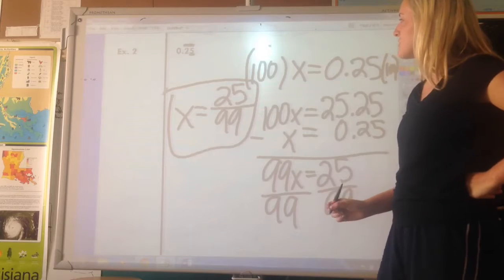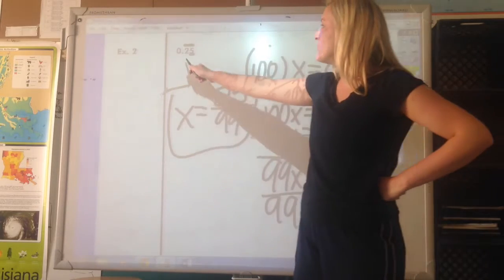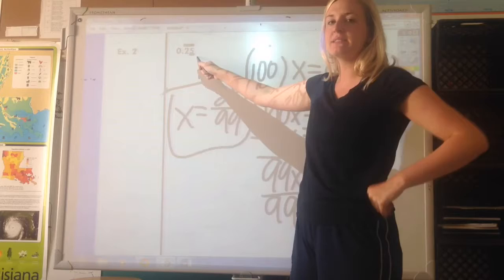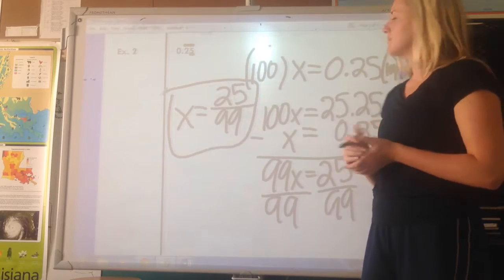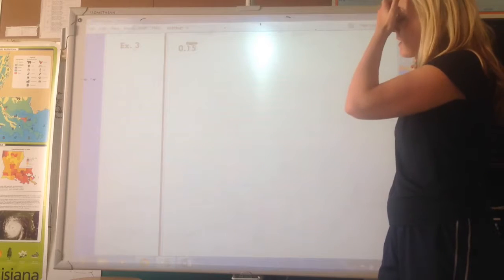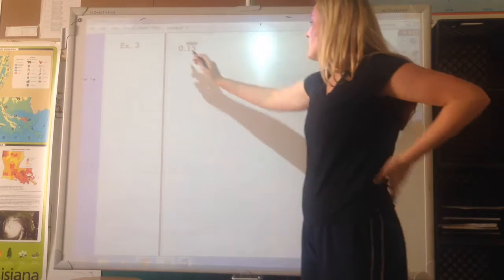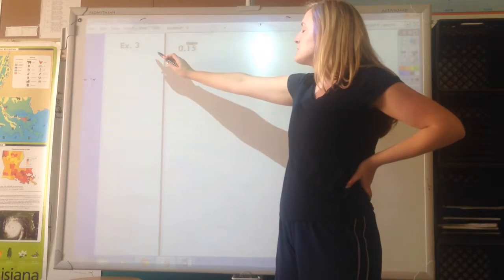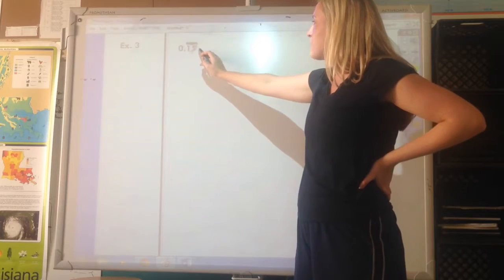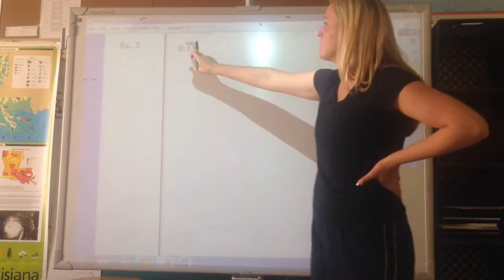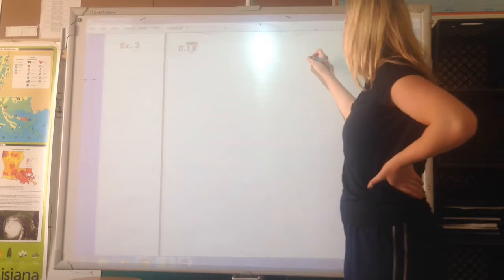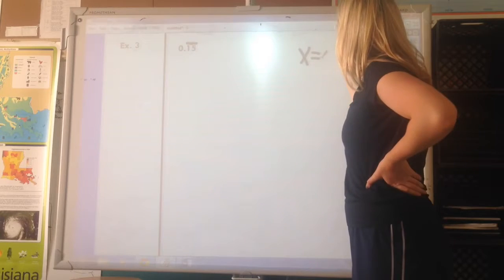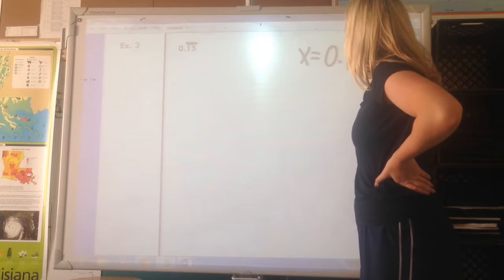So the only extra step we did there was because we had to move our decimal 2 places to the right instead of just 1, we multiplied by 100 instead of 10. Let's do another one. All right. Go ahead and write example 3 on your notes page, and then 0.15 repeating. And again, I know it's repeating because of the line across the 2 digits. So my first step is to set x equal to the value.